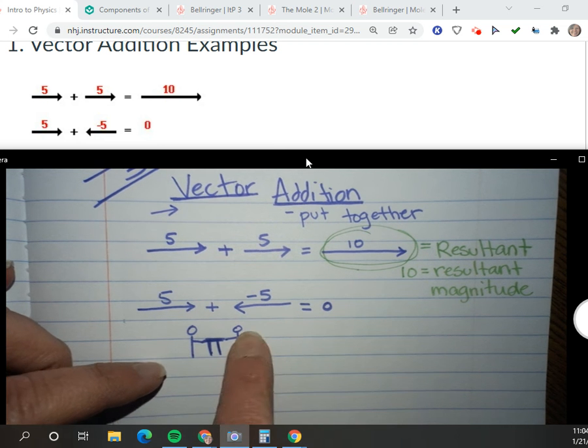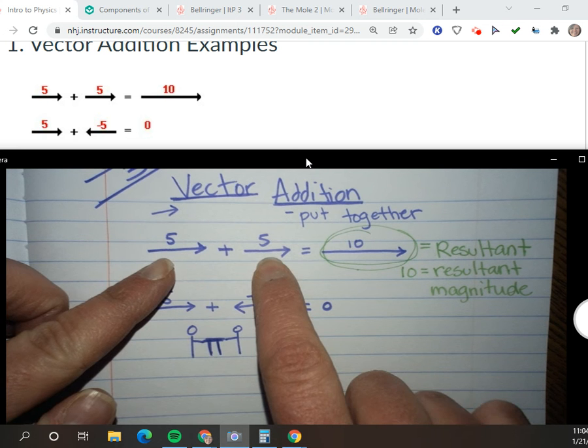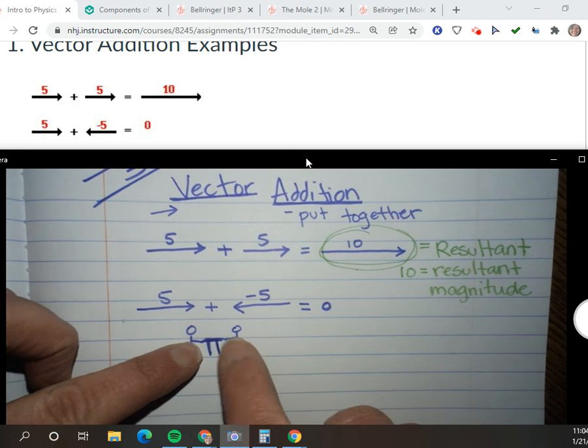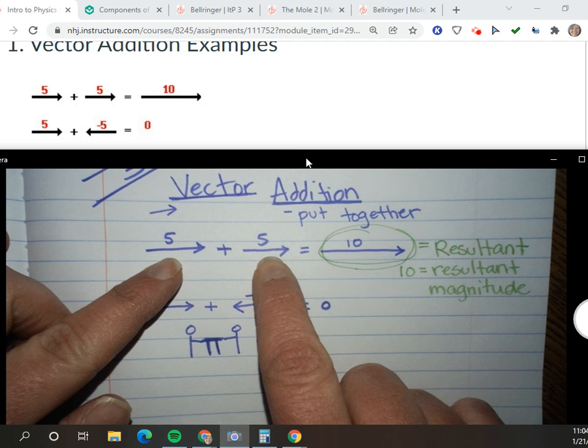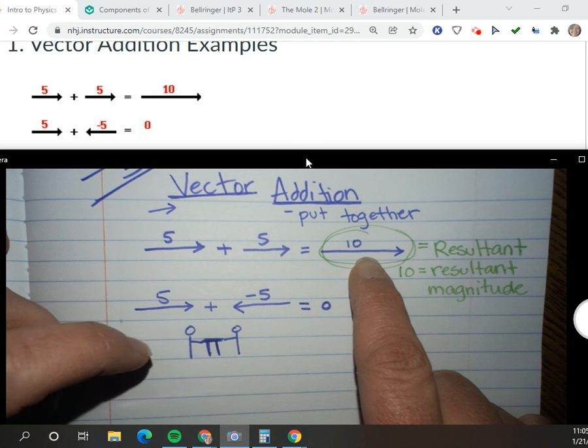No, they're going to, okay? But if both of them are, like if this guy's pushing and this guy's pulling with a force of 5, what's going to happen to the desk?